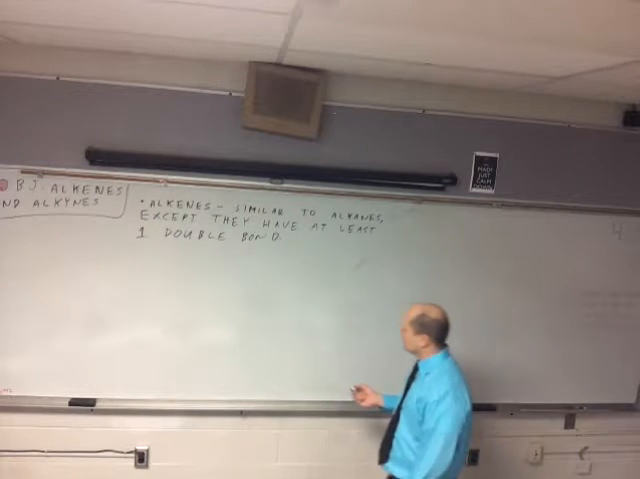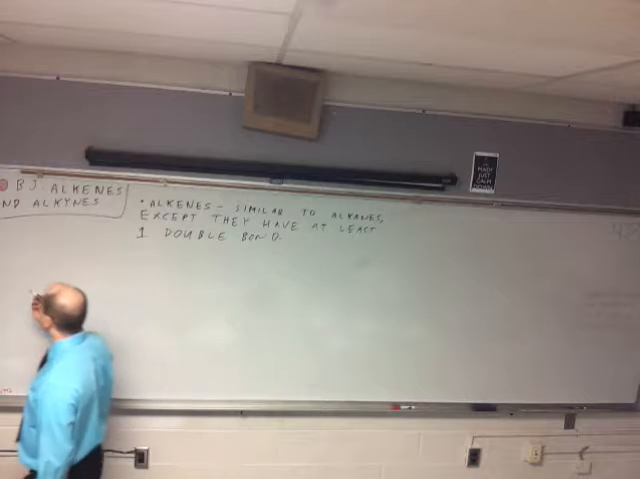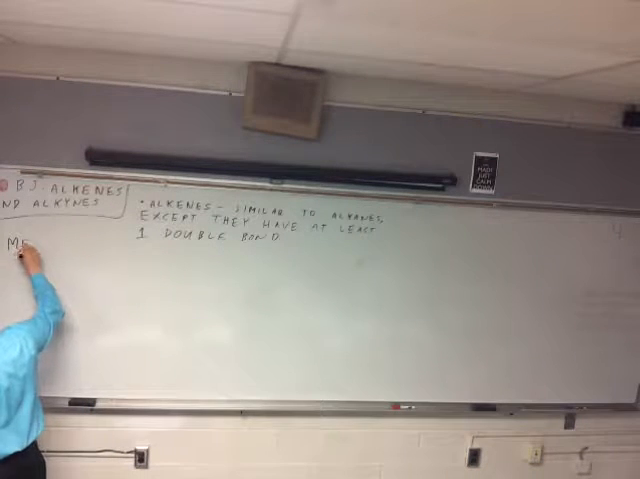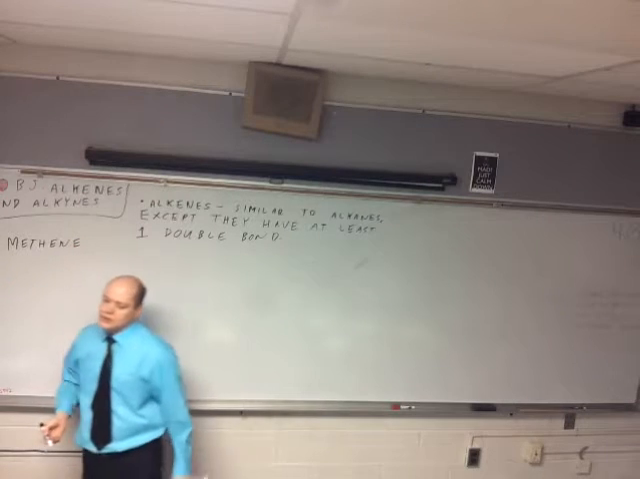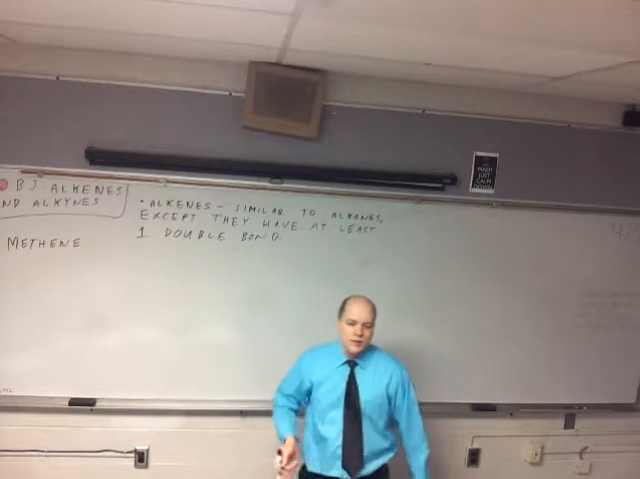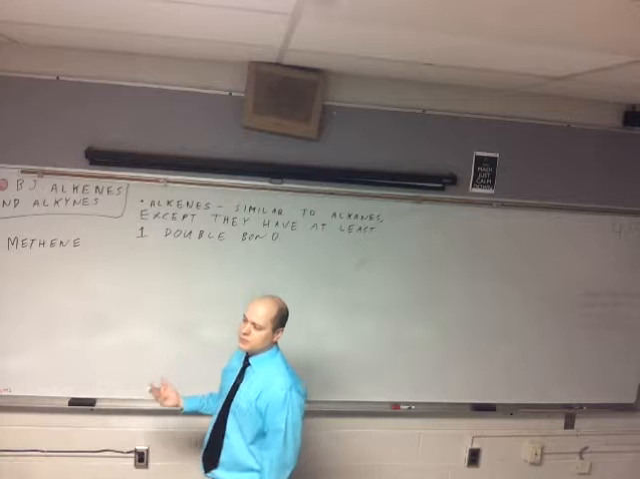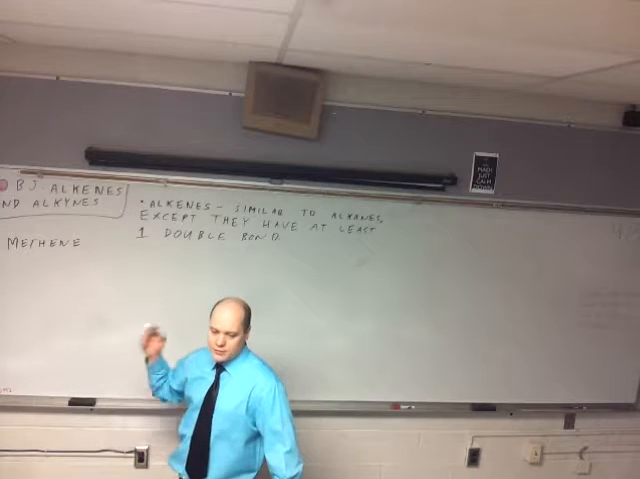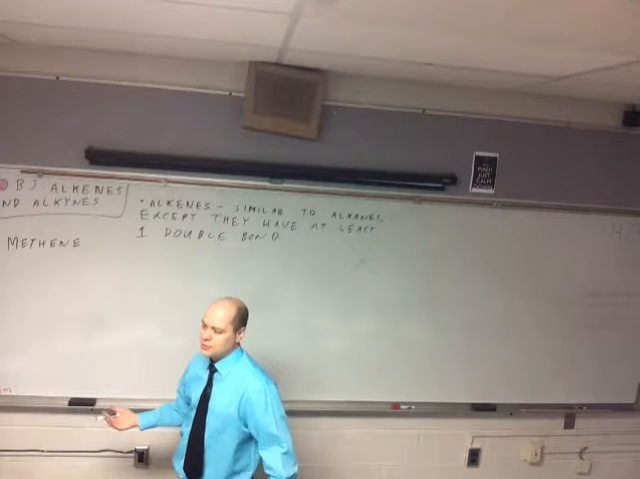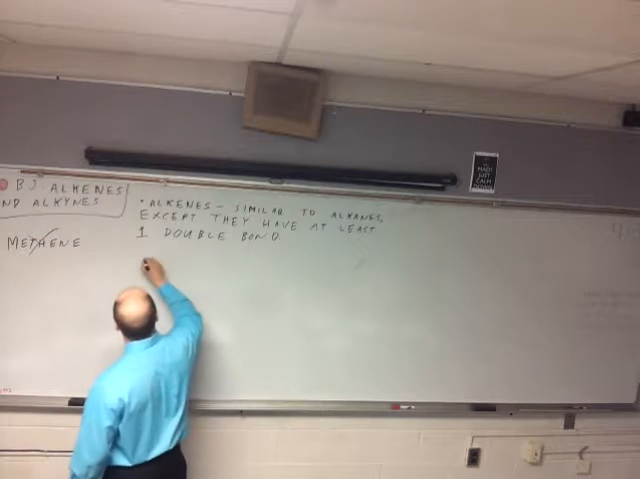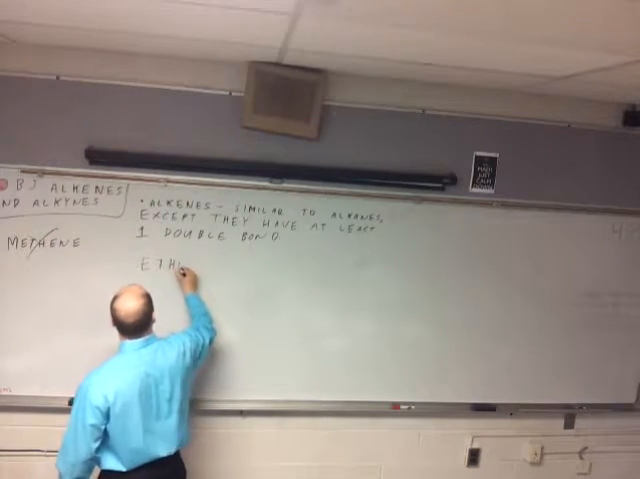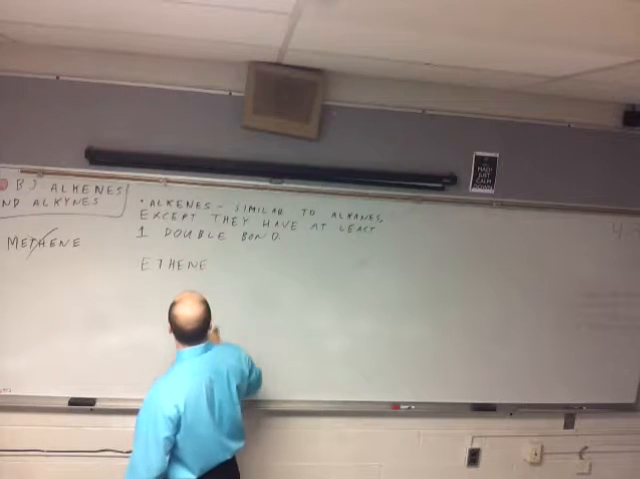And there's a reason, and that is that methane doesn't exist. This is not possible, because we can't have one carbon and have a double bond, because there'd be nothing for it to double bond to, right? You can't have a double bond to a hydrogen, because hydrogens only make one bond. So this is impossible. So the first one on our list is going to be ethene.